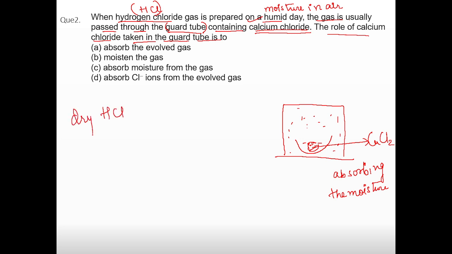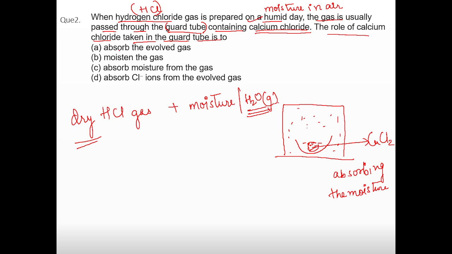Dry HCl gas, but we are getting HCl gas with moisture. What does this mean? This is nothing but water molecules in the gaseous or vapor phase, so we need to remove this. To remove this extra water from the HCl, what do we need to do? We need to pass this HCl through calcium chloride.